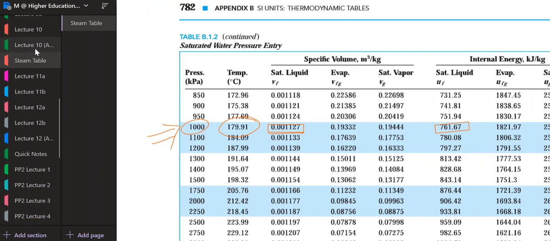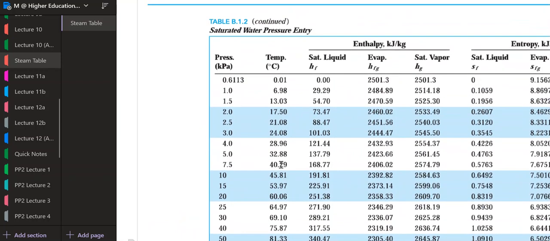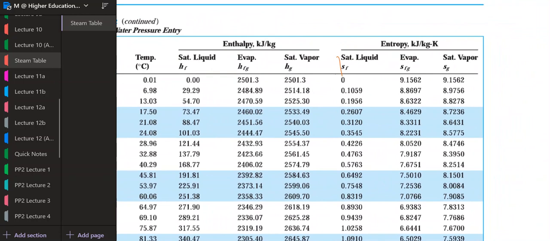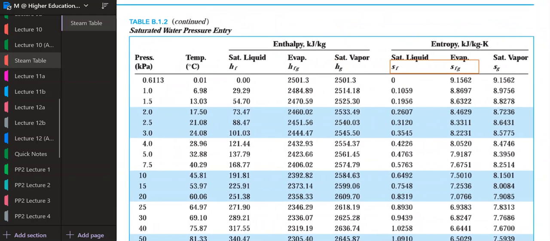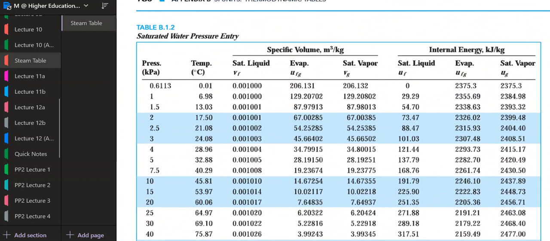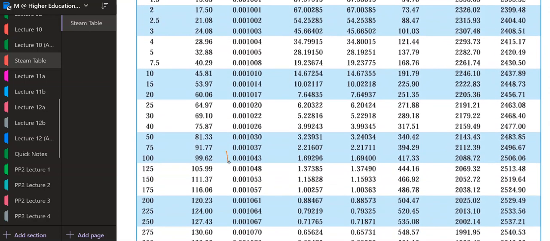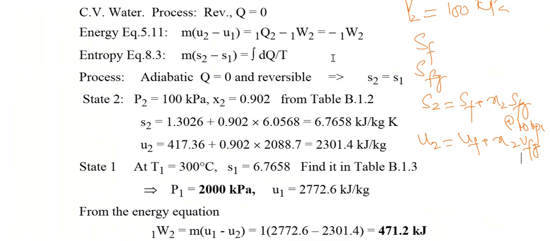So going to the saturated steam table at a pressure of 100 kPa, find the values of Sf and Sfg from here. Sorry, it's Vf over here, Vfg over here. We can find the values of Vf and Vfg at 100 kPa. Putting these values in, you can find the entropy S2 and the internal energy U2.